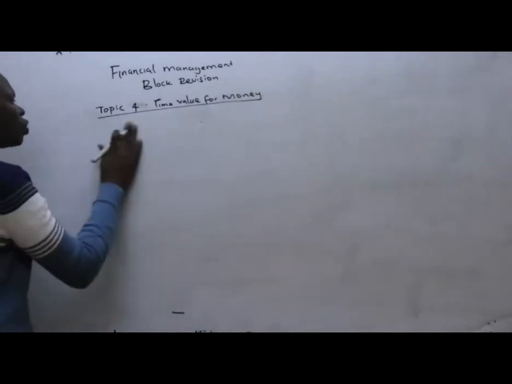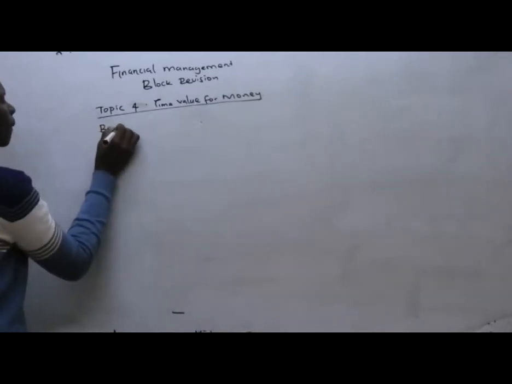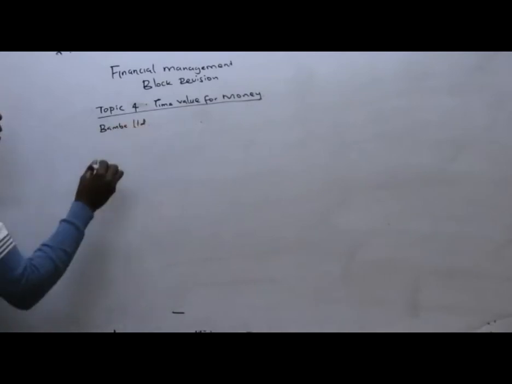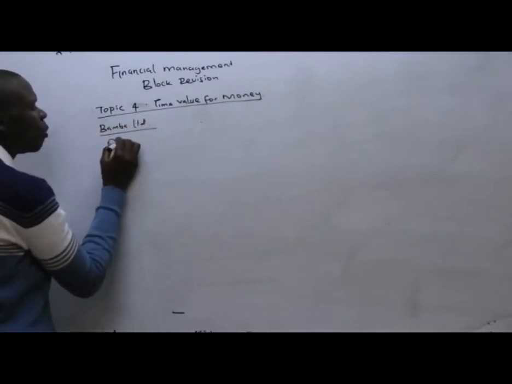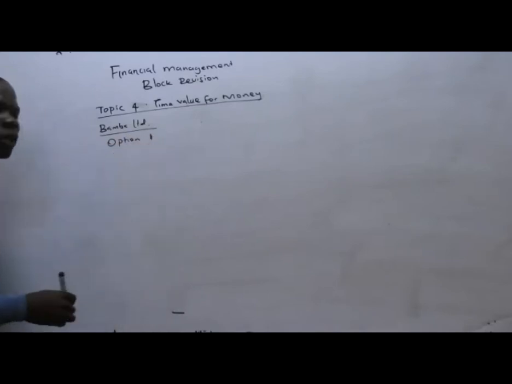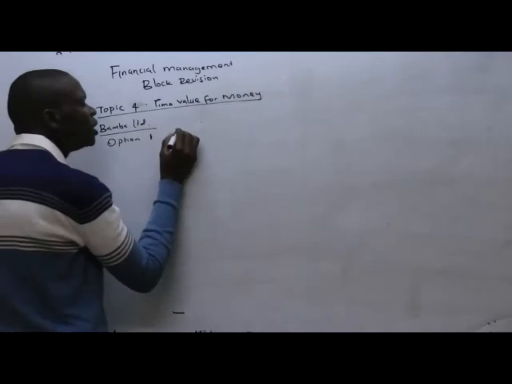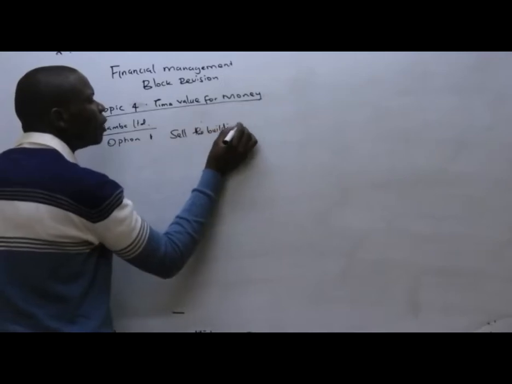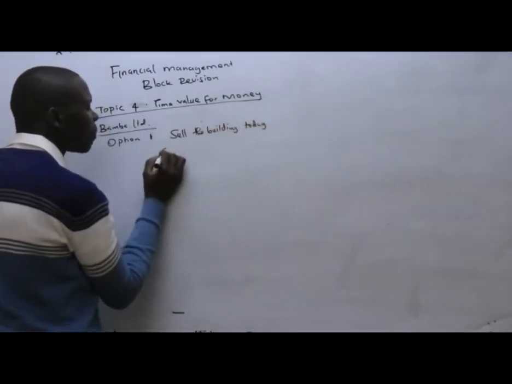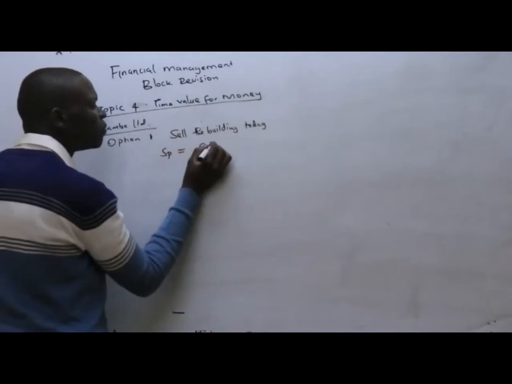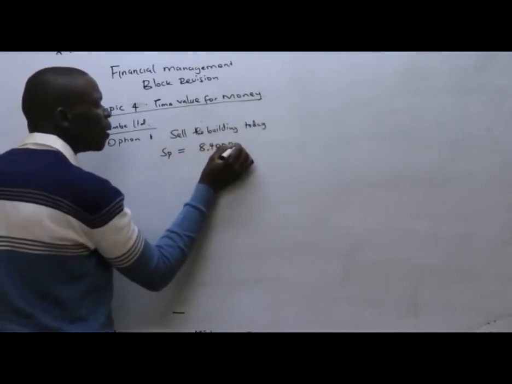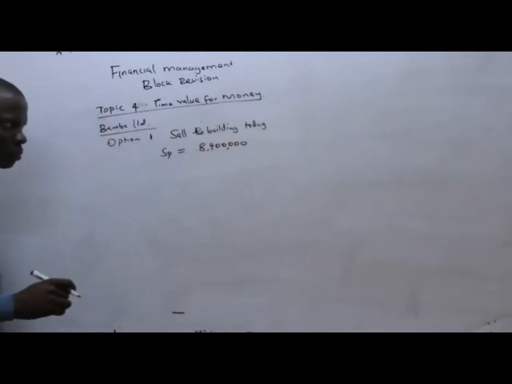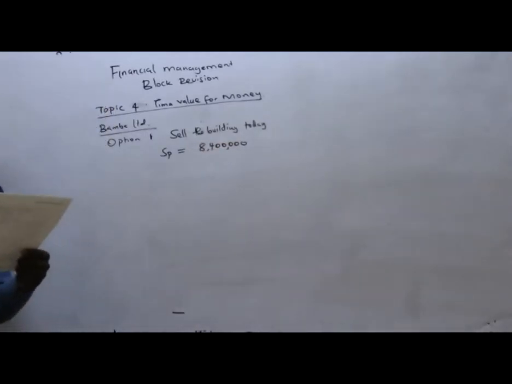I want us to go slowly about that question. We are told that Bamba Limited has got two options. Option number one is to sell the building today. The selling price will be 8.4 million. That is the first option that he has.